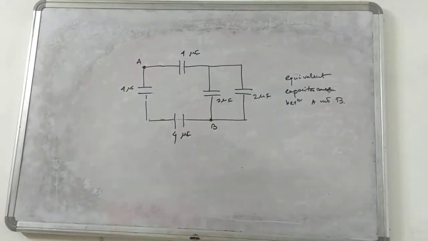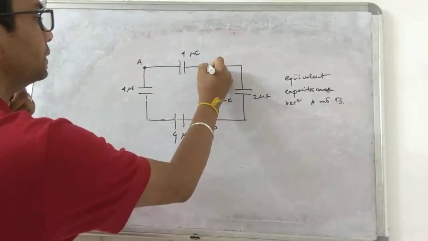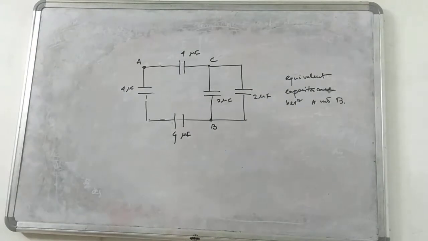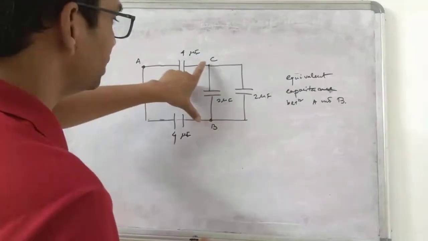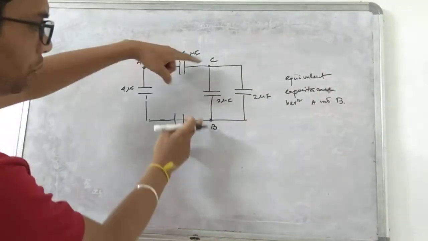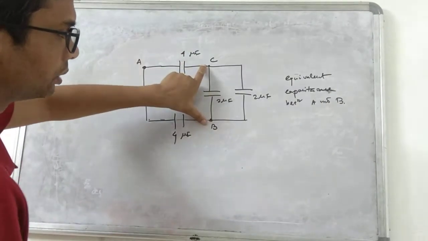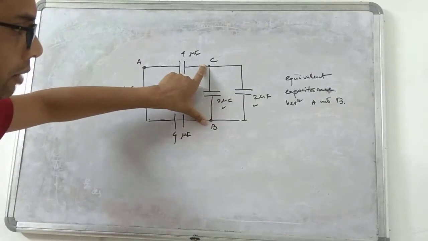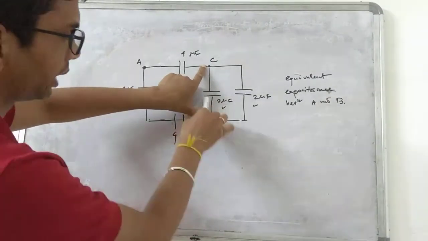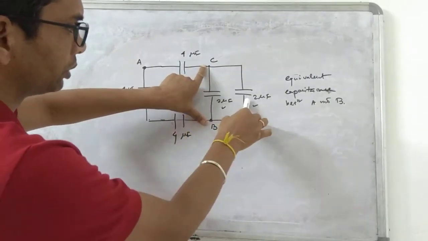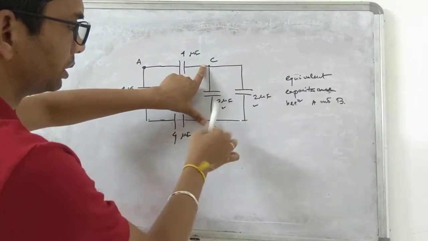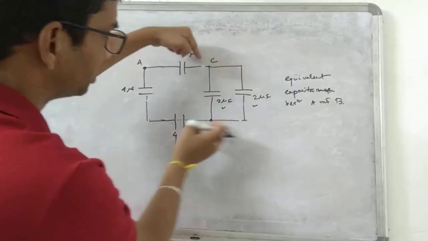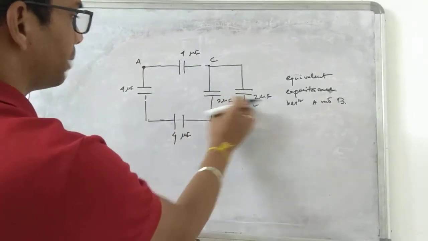Okay. First you think there is a point C. So first you think between point C and B, what is the equivalent capacitance? Between point B and C, there are 2 capacitors, and these 2 capacitors are in parallel, because each 2 microfarad is connected between C and B.